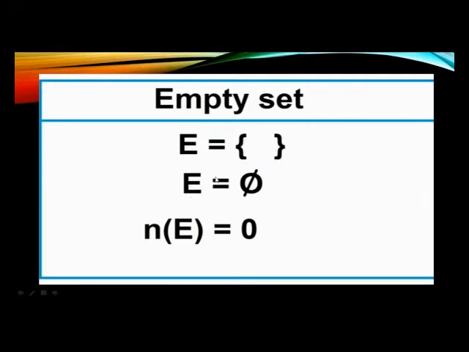Or the same set can be represented by this symbol, that is phi. So it can be called the null set. And if you want to show how many elements are in set E, we write here 0, because we observe here that no element is given.